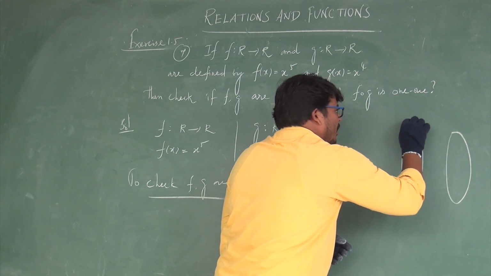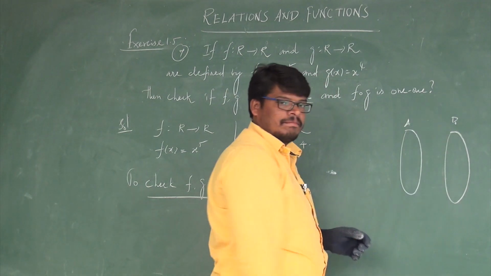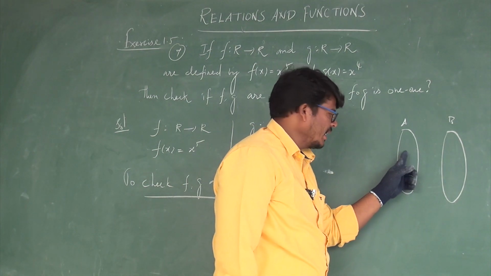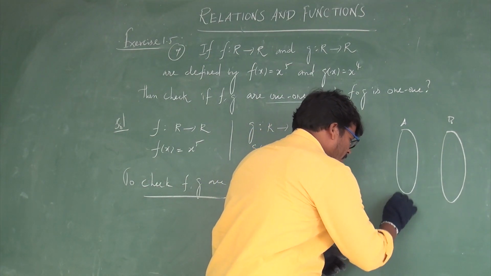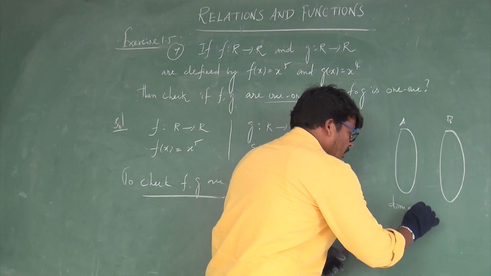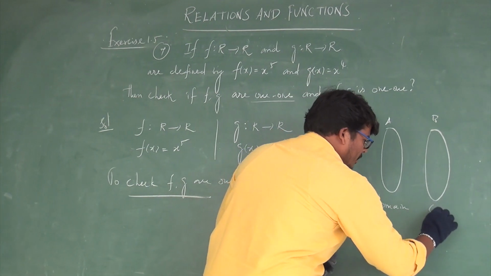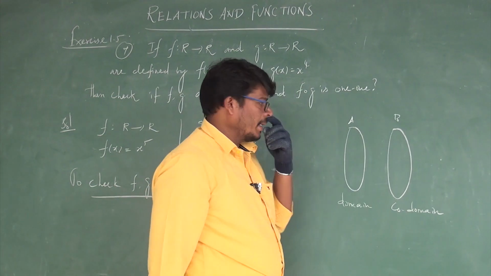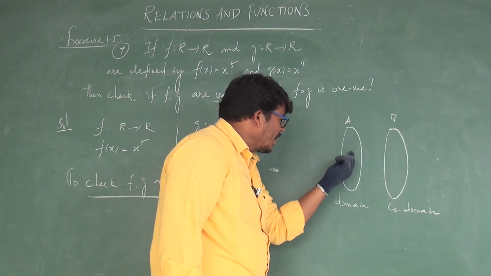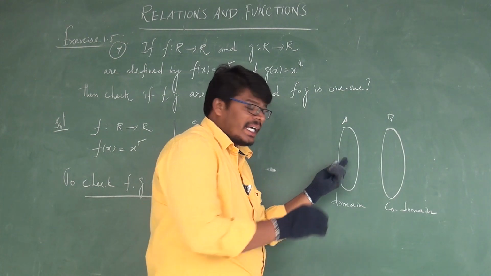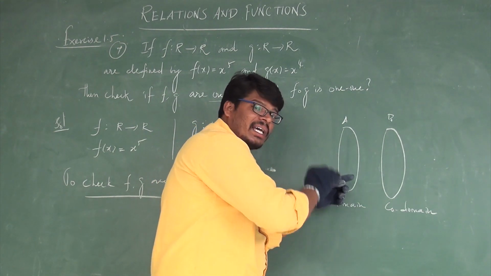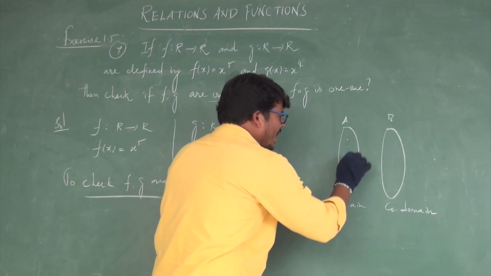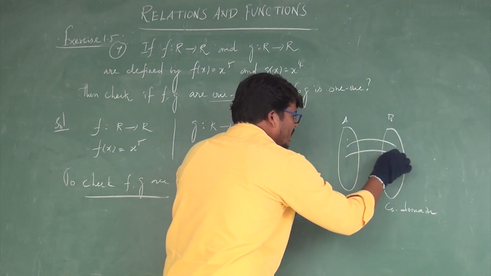Take any two non-empty sets A and B. The set A is the domain, and the set B is the codomain. Each and every element of the domain has a distinct image, a unique image.